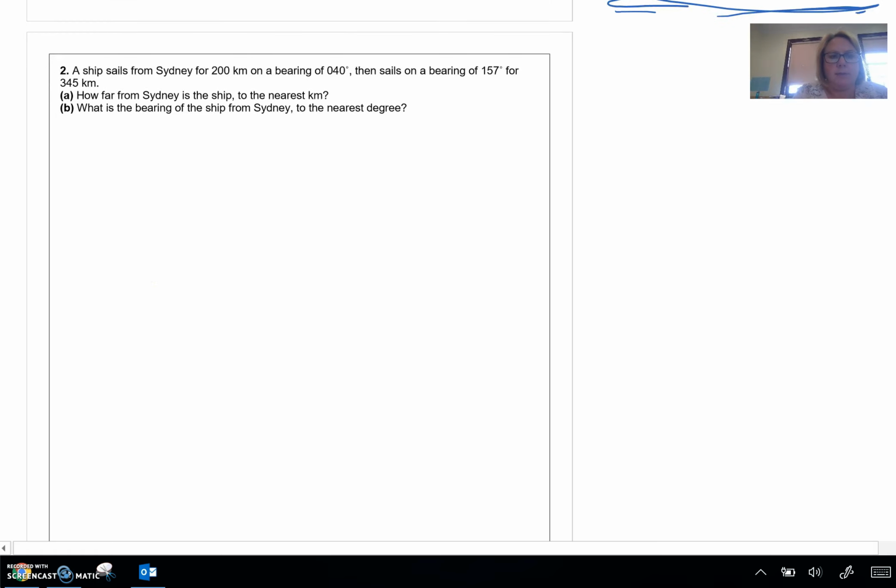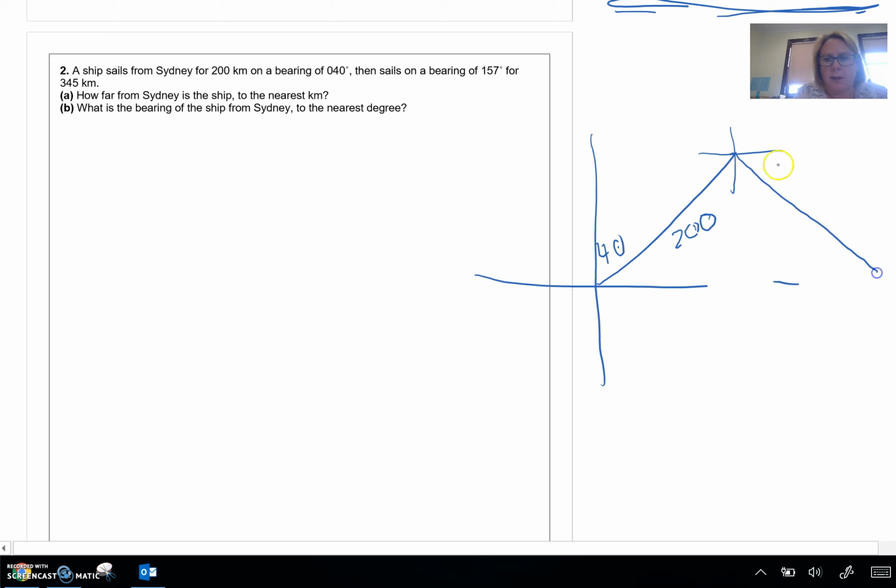The ship sails from Sydney for 200 kilometres on a bearing of 40 degrees. Then it sails on a bearing of 157, which is out here, which makes this angle here 67 because it's 90 minus 23. I know this one's 40 because of alternate angles, and it travels 345 kilometres. This is Sydney. How far from Sydney is the ship now? So what it's asking you to find is this.